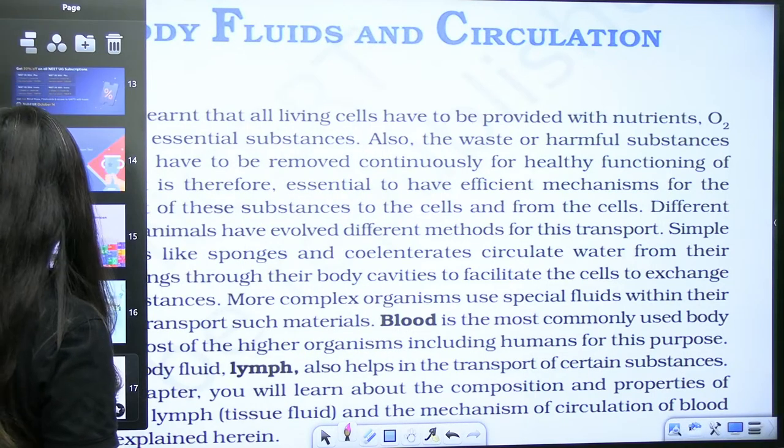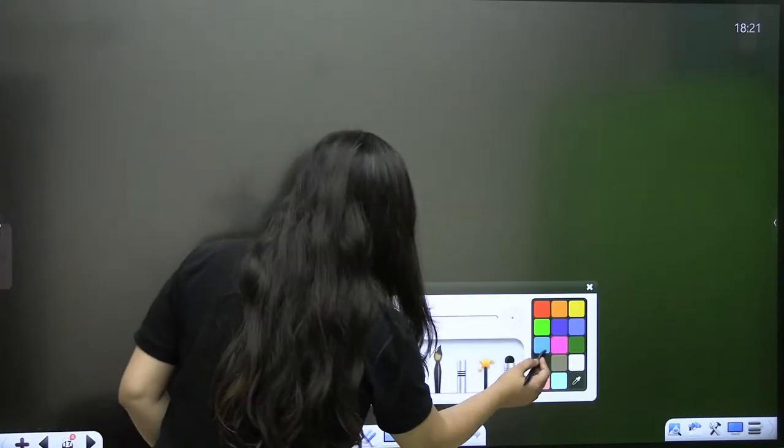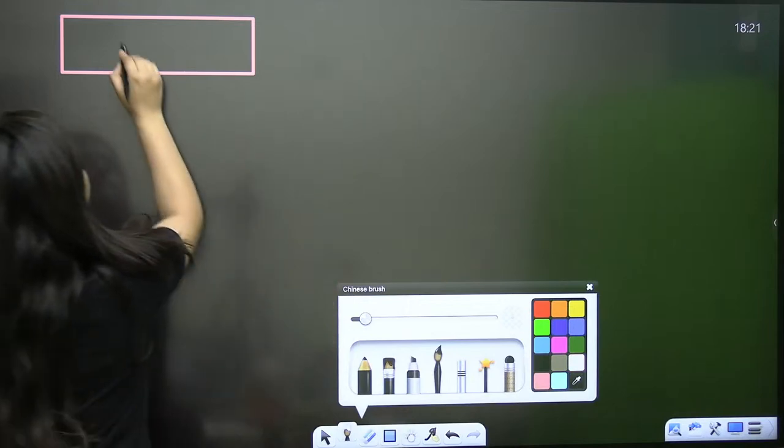So now we have the NCERT SNPs as well. So let's start the topic, and let's start the discussion with the blood part first.